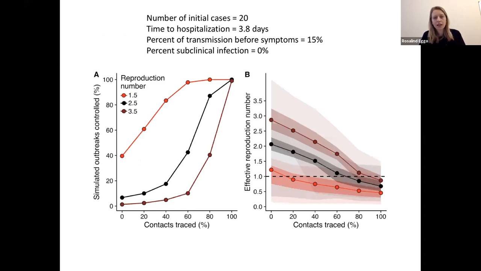The number of initial cases is 20. The time to hospitalization on average is 3.8 days, and the percent of transmission before symptoms is 15. And there's no subclinical infection. What you can see on the x-axis here is the percent of contacts that are traced in the model. And on the y-axis is, of our 1,000 simulated epidemics, how many of them were controlled within 3 months. We're going to use a reproduction number of 2.5 as our baseline scenario.